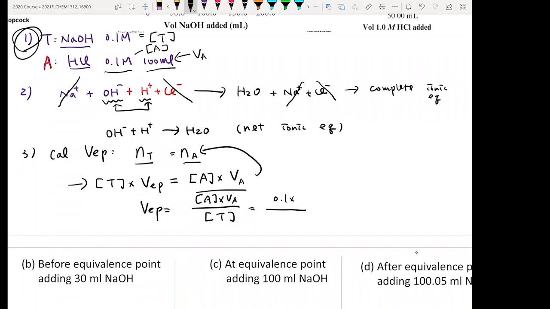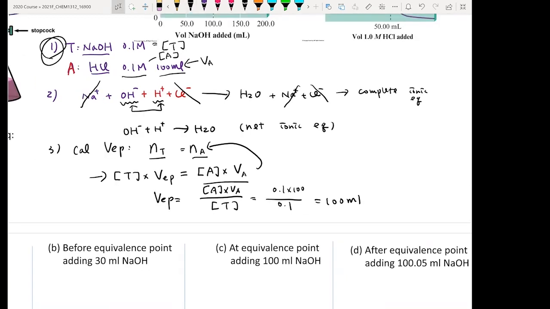So that's 0.1 times 100 ml over 0.1. So this will give you just 100 ml. What this means is that after you add in 100 ml of your titrant, your system is going to reach the equivalence point. If today I say, okay, I only add in 50 ml of titrant, the solution you have will fall within zone number 2, right? So if I add in 110 ml of my titrant, then you are at zone number 4. So knowing your VEP is very important because it tells you which zone you are in.